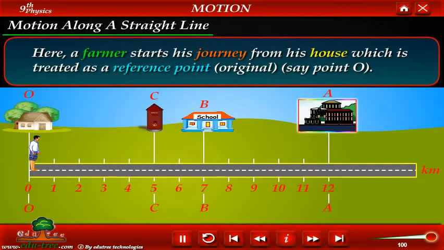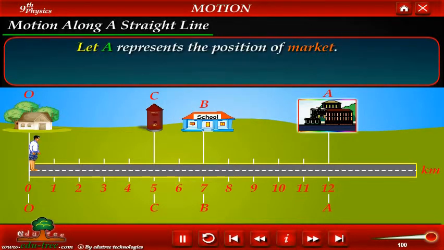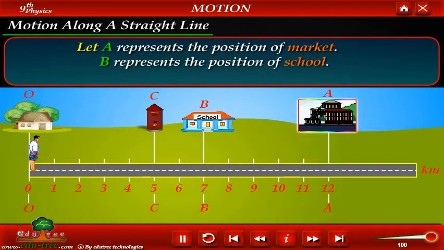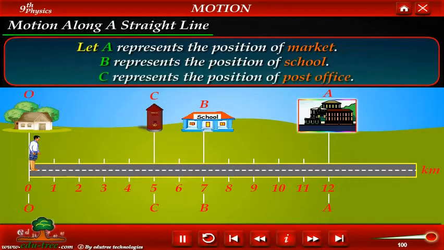Here, a farmer starts his journey from his house, which is treated as a reference point, origin, say point O. Let A represent the position of the market, B represent the position of the school, and C represent the position of the post office.